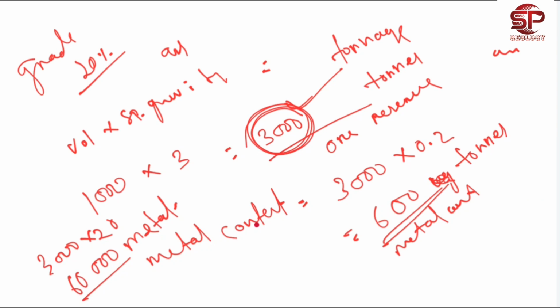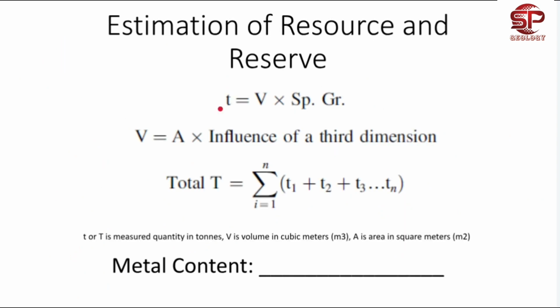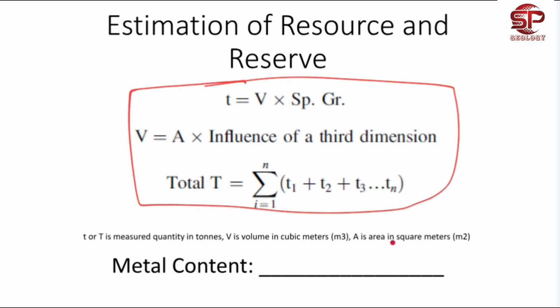I have told you this because when you are confused during calculation, you will remember that ore reserve is always higher. Metal content can never be more than ore reserve. Ore reserve will always be higher, metal content will always be lower than ore reserve. Sometimes students get confused whether they have to multiply directly or in decimal. So that is the thing. This is the simple formula of ore reserve estimation.